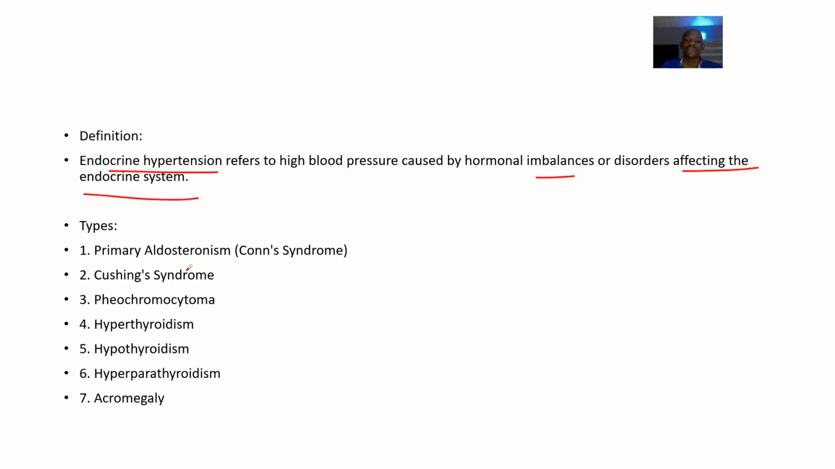Okay. So types of these, we have primary aldosteronism, that's Conn's syndrome. We have Cushing syndrome. We have what? Pheochromocytoma. All right. It could be hyperthyroidism, elevated levels of thyroid hormone. It could be hypothyroidism, that's depressed levels of thyroid hormone. It could be hyperparathyroidism, that's elevated levels of what? Parathyroid hormone. It could be acromegaly. Acromegaly, that's something having to do with the growth hormone. Okay, so growth hormone, you have elevated levels of growth hormone after the person's bone has basically what? Ossified. Okay, so you have acromegaly.